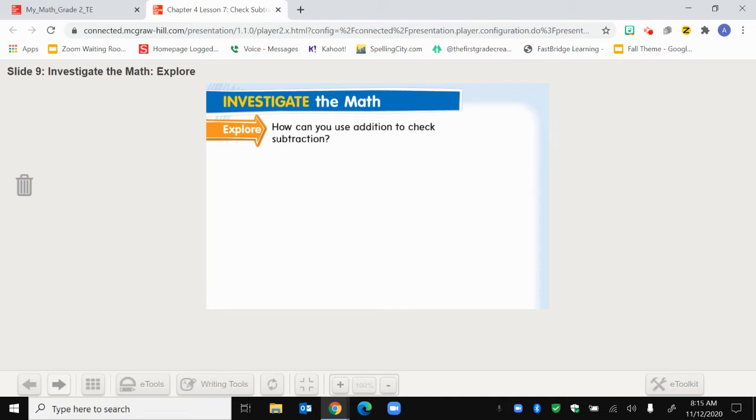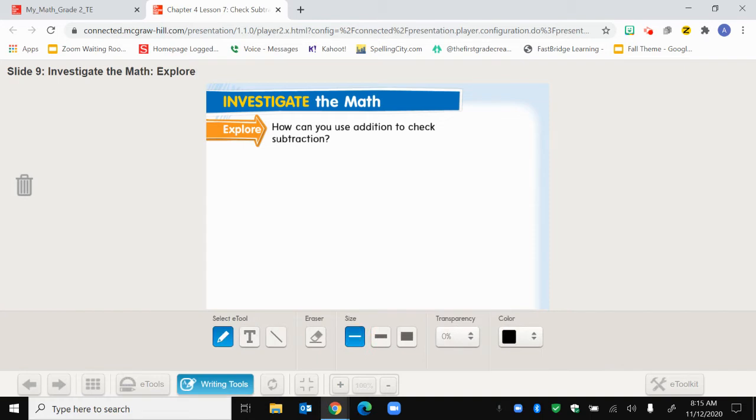Woo! Okay, so it says, how can you use addition to check subtraction? So we know, because we did all that work on fact families, that the three numbers that you use when you are subtracting are also the same three numbers that would make up an addition problem, right? So, for example, let's say my problem was 12 minus 3.